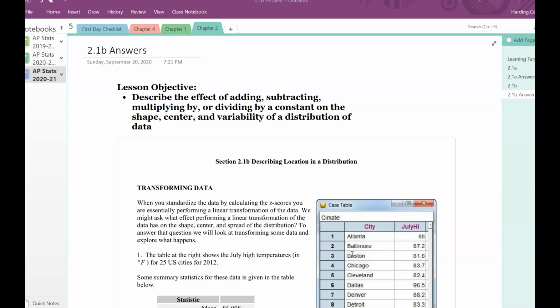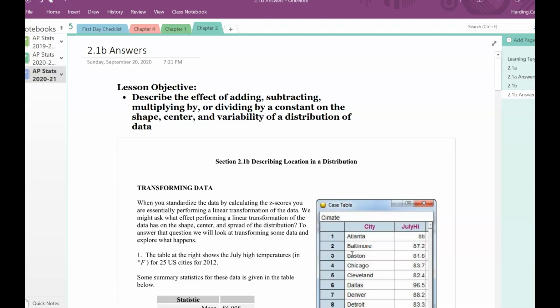We're going to describe the effects of adding, subtracting, multiplying, and dividing a constant to an entire distribution and what effect that has on the summary statistics, which is essentially what we were doing when we were standardizing scores. We were taking any data value and subtracting the mean, dividing by the standard deviation. So we're going to take a look at these linear transformations of a given data set.